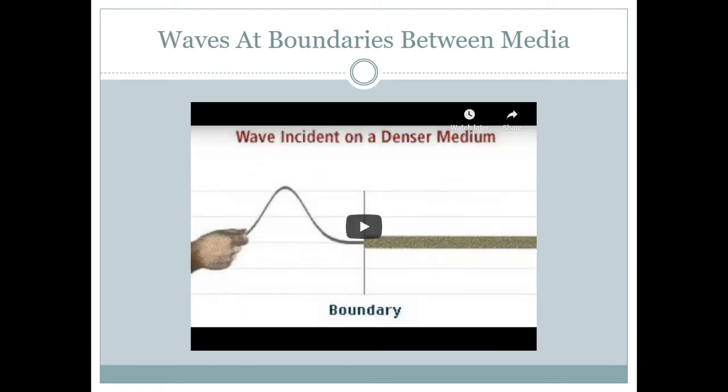Was your prediction right? Did you predict that this would reflect back on the opposite side and that the wave would be smaller and moving at a slower speed here? If you did, good work.